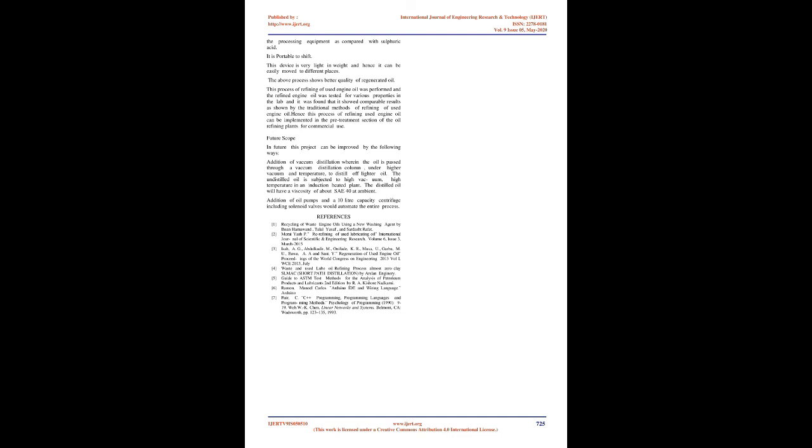Future scope. In future this project can be improved by the following ways. Addition of vacuum distillation wherein the oil is passed through a vacuum distillation column, under higher vacuum and temperature, to distill off lighter oil. The undistilled oil is subjected to high vacuum, high temperature in an induction heated plant. The distilled oil will have a viscosity of about SAE 40 at ambient. Addition of oil pumps and a 10-liter capacity centrifuge including solenoid valves would automate the entire process.